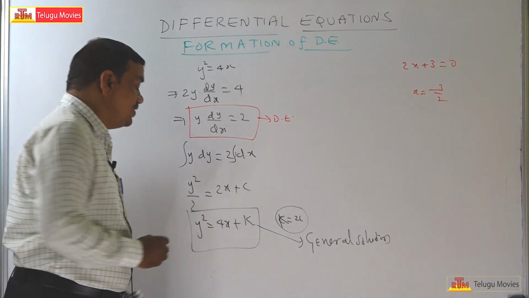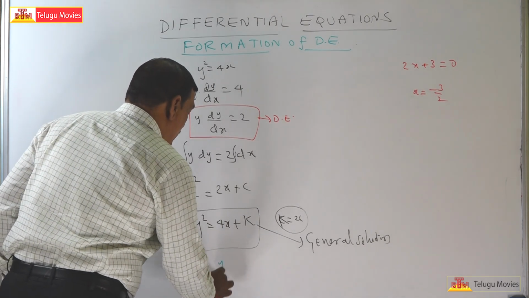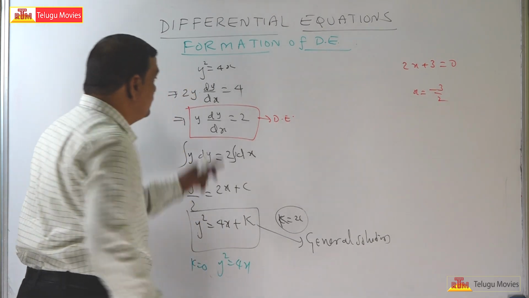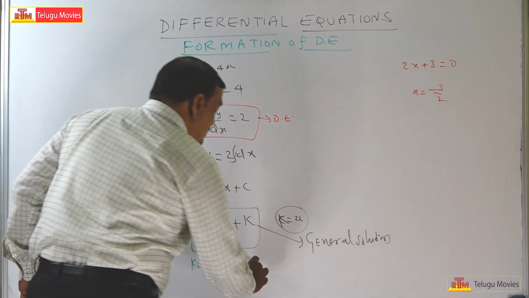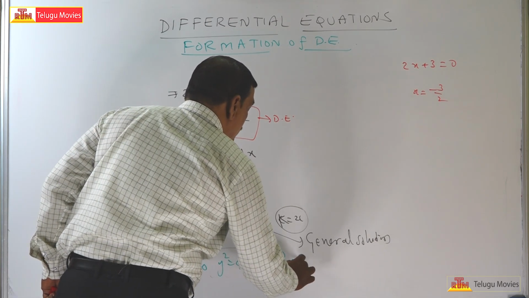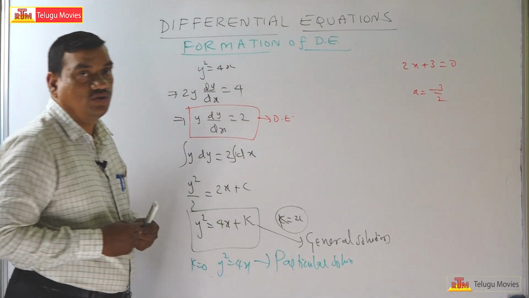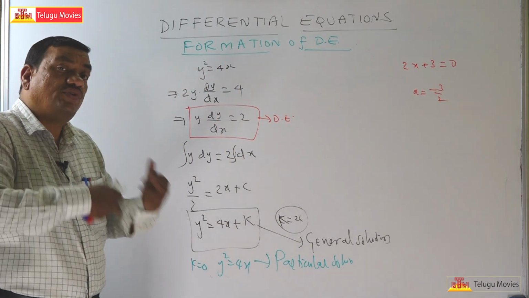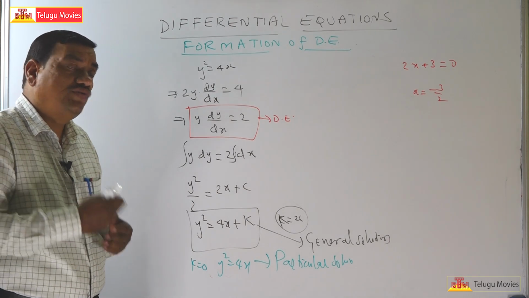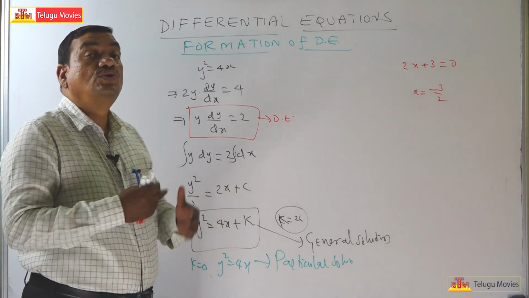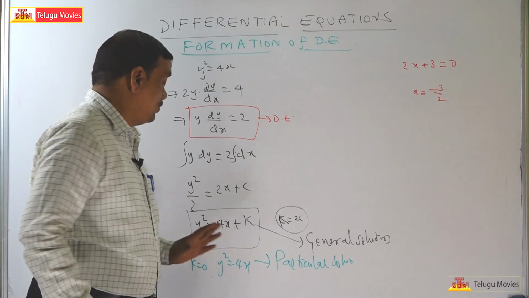If k is equal to 0, what happens? Then y square is equal to 4x, which we already got. This is called a particular solution. One of the general solution's members is the particular solution. Why? Because if you take k is equal to 1, 2, 3, 4, root 2, root 5, root 6, you will get an infinite number of solutions.